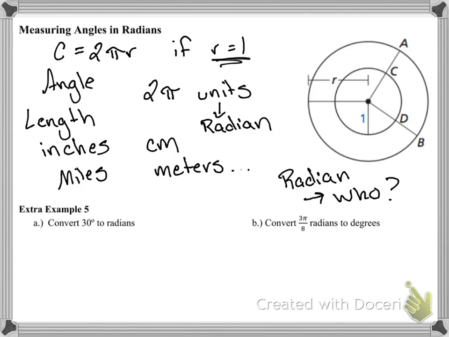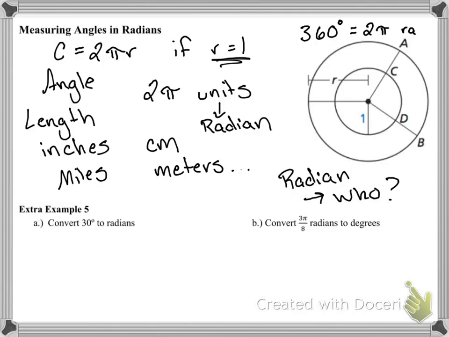So instead of a circle being 360 degrees all the way around, in radians that would be 2 pi radians. We normally say radians, but as a shortcut, we don't have a symbol for radians, we just use rad. So 360 degrees all the way around is the same as 2 pi radians.